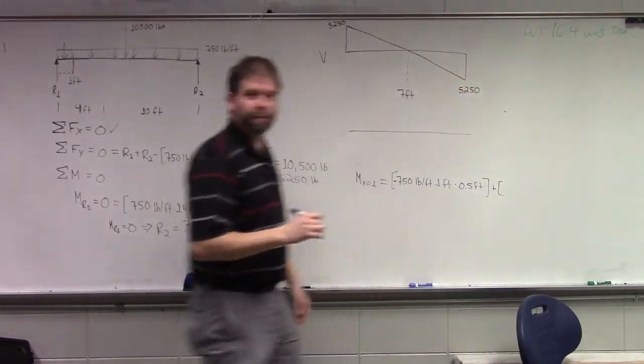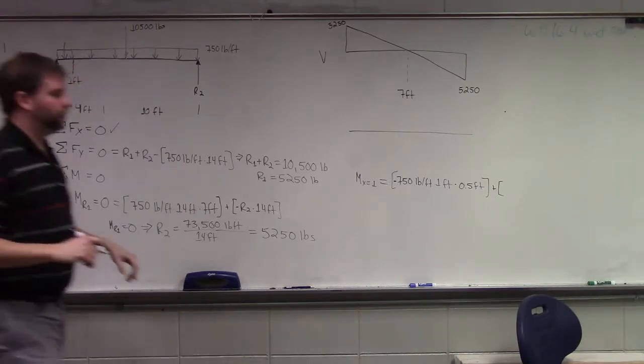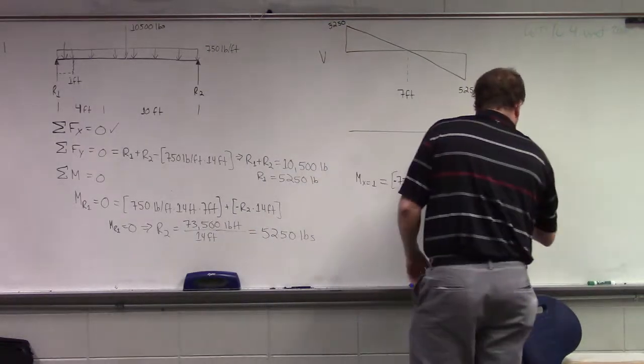What about R1? Positive. Do we have to take it into account? Is it going to be trying to rotate 1 foot away? So it's 5250 times 1. It's going to be 5250 pounds times 1 foot, right?